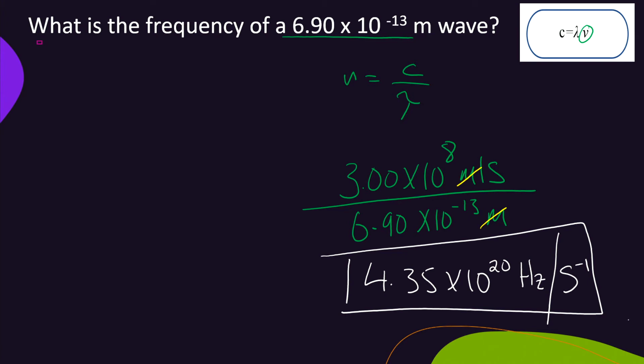So what we did was we determined which formula we needed. We rearranged our variables. So we made frequency the subject, and it was C divided by wavelength. We wrote down our numbers, we cancelled our units, we put them into the calculator, and we got our final answer, making sure that we followed the correct number of significant digits.